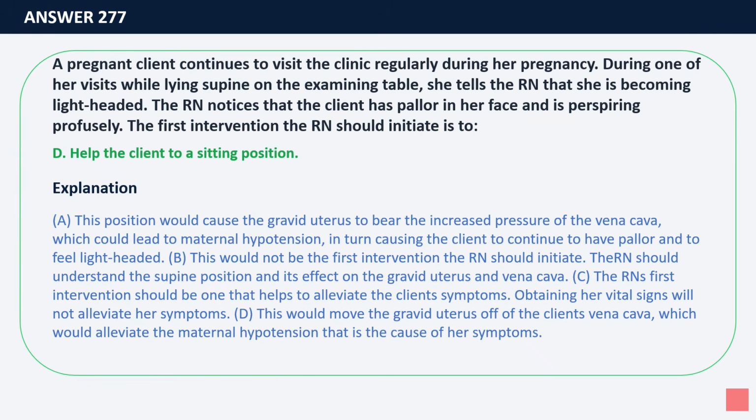C. The RN's first intervention should be one that helps to alleviate the client's symptoms. Obtaining her vital signs will not alleviate her symptoms. D. This would move the gravid uterus off of the client's vena cava, which would alleviate the maternal hypotension that is the cause of her symptoms.